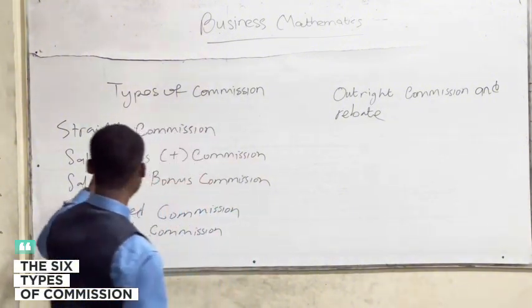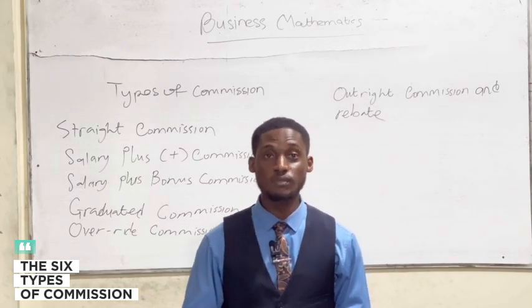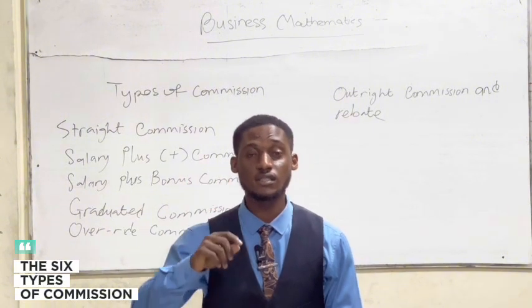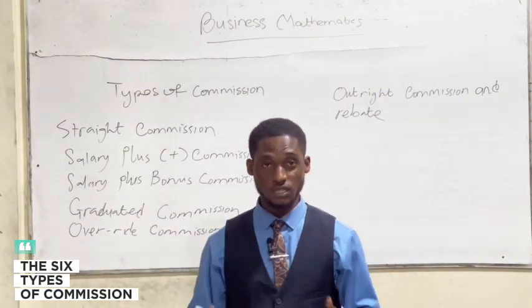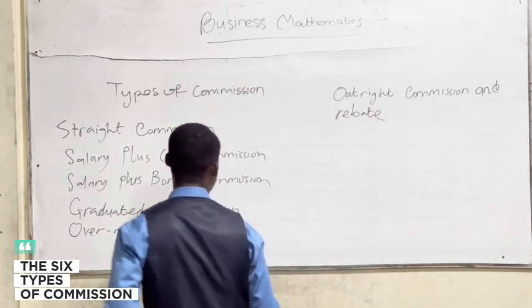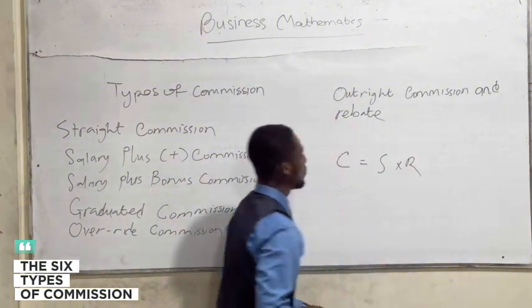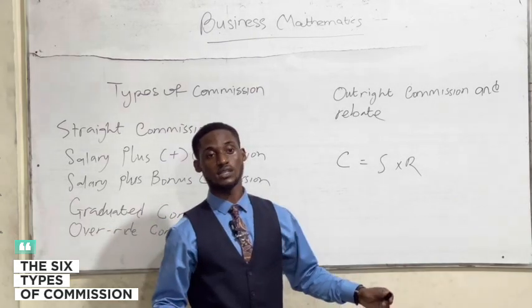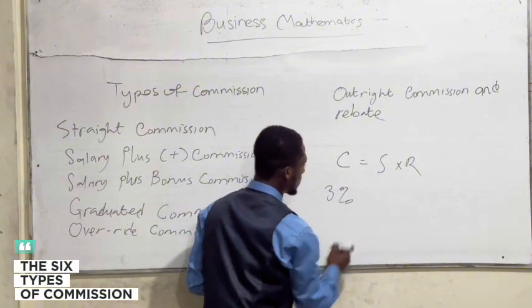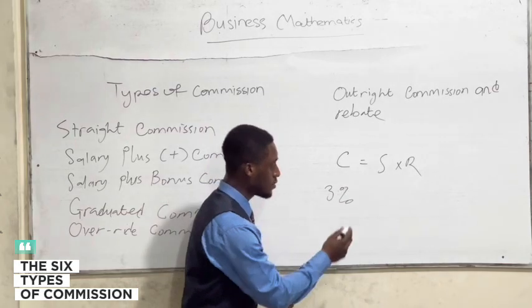So starting from straight commission, when it comes to straight commission, no matter the sales you make, you get a commission. Whether you get 16% sales, you get 13,000 sales, you get a commission. So when it comes to straight commission, the formula is C equals S times R, which is commission equals sales times rate.